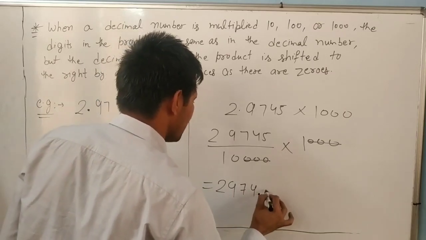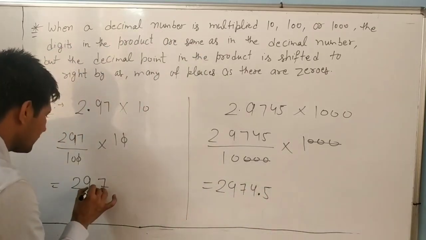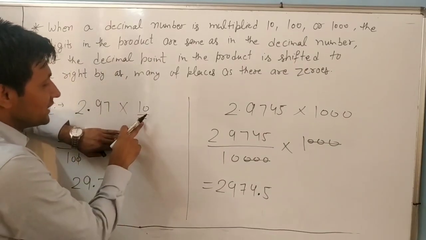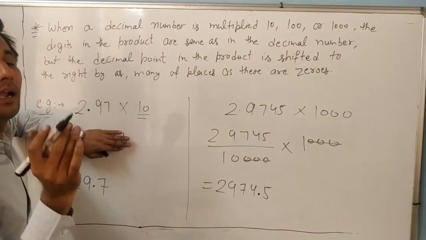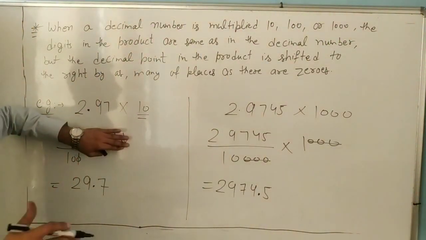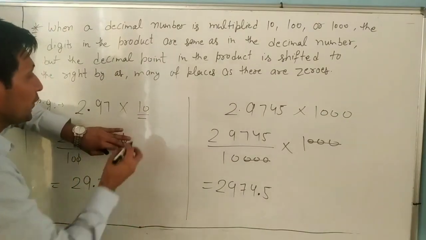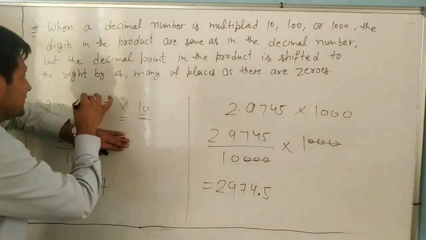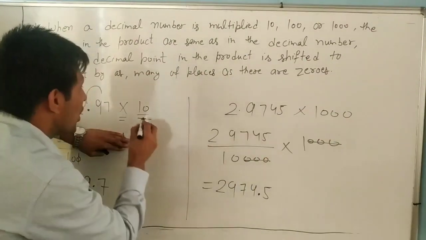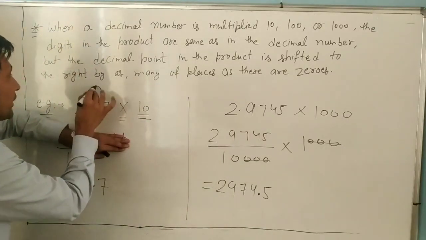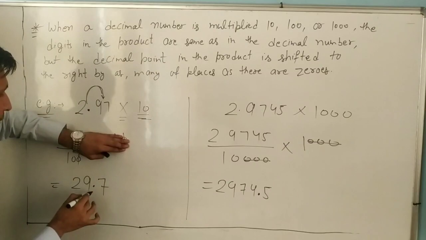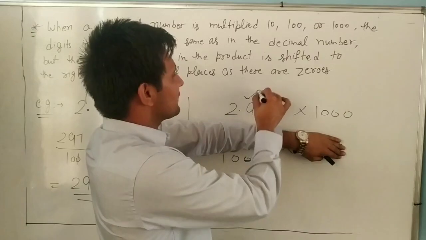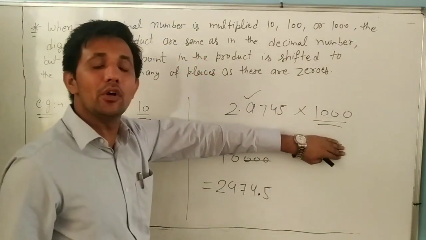So 2974 decimal 5. We observe one thing, dear: if we multiply by 10, how many 0s in 10? 1. So whenever we multiply a decimal number by 10, the decimal is shifted to the right side by 1 place, because there is 1 zero in 10. So here it is after 1 digit, 297.45. Understand? Next, when we multiply this number by 1000, how many 0s in 1000?